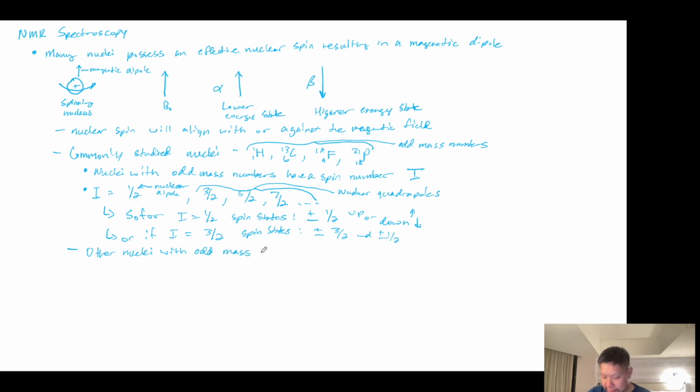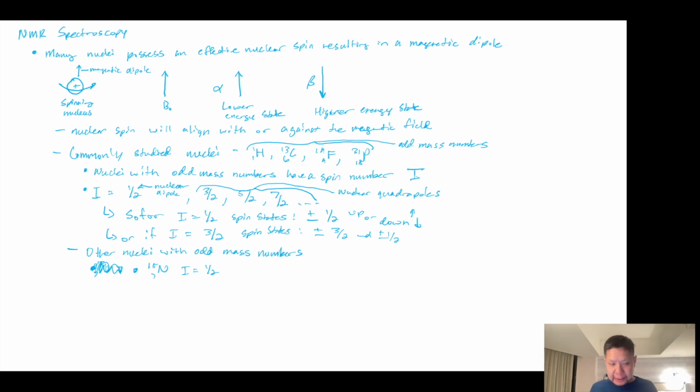Other nuclei with odd mass numbers, right? Namely, the one here would be nitrogen 15. And it has an I that equals 1/2. That makes it a nuclear dipole, which is easy for us, right?